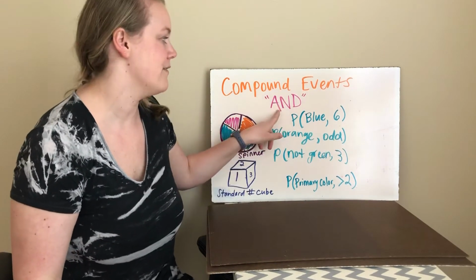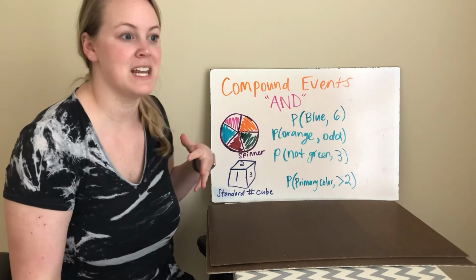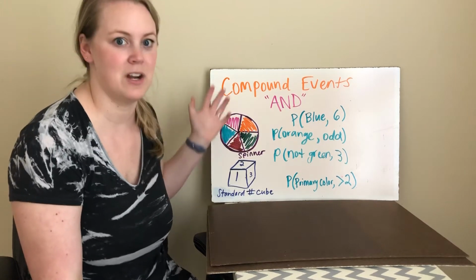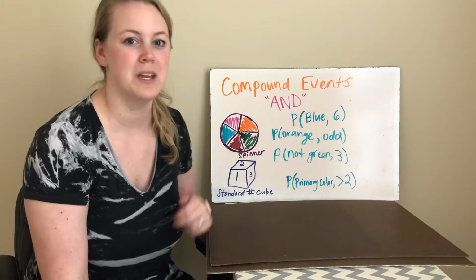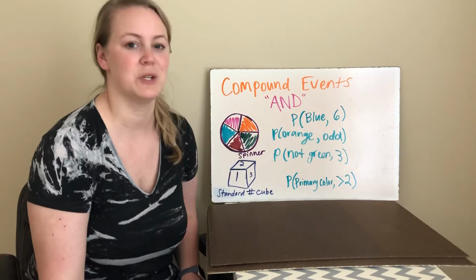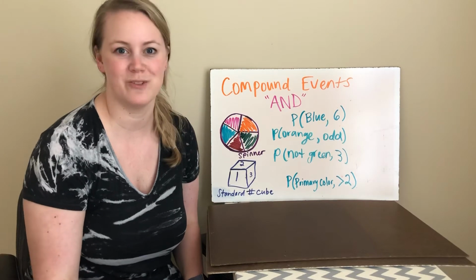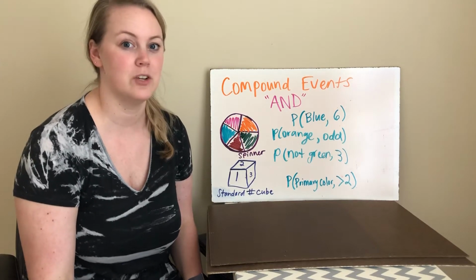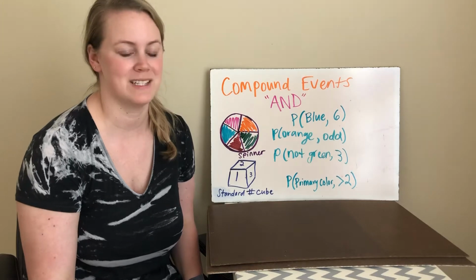This happens when we have an "and" probability, meaning in this case, I'm going to spin the spinner and I'm going to roll a number cube. You're going to see dice, just normal dice that you're used to with numbers 1 through 6 on it, called a standard number cube, and it's the same thing as normal dice.